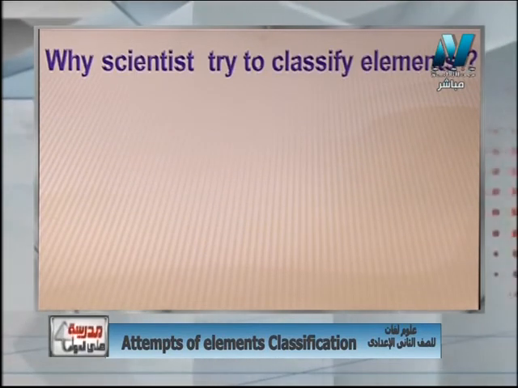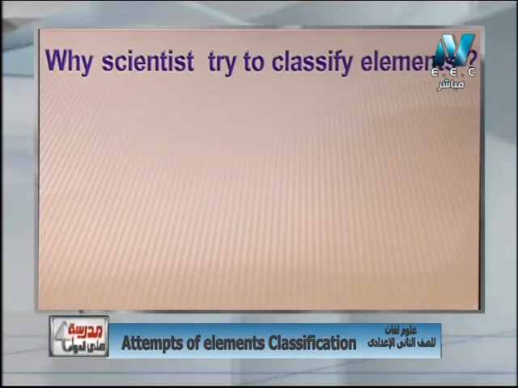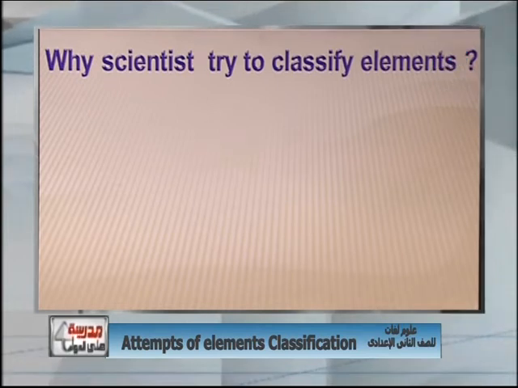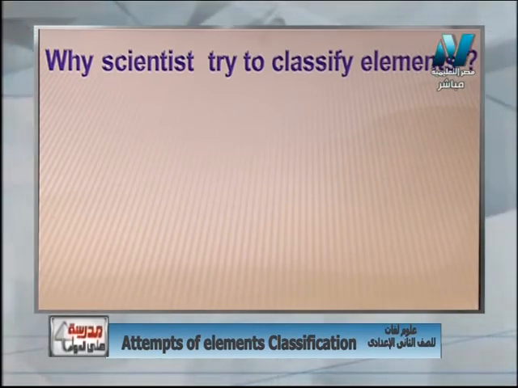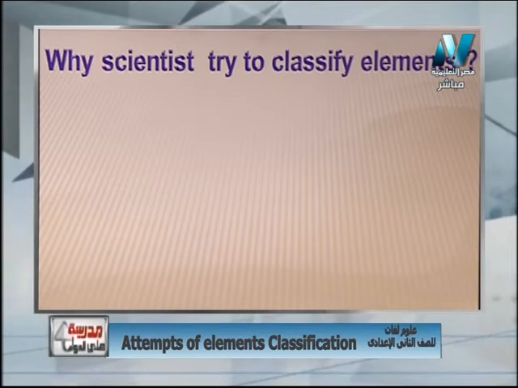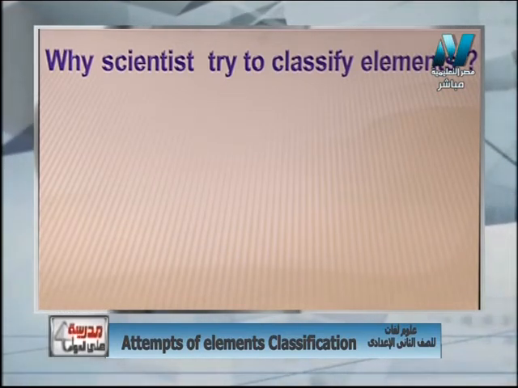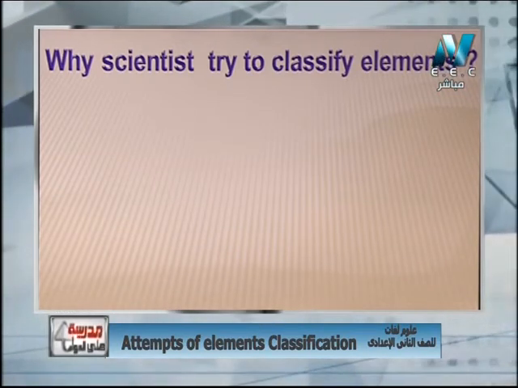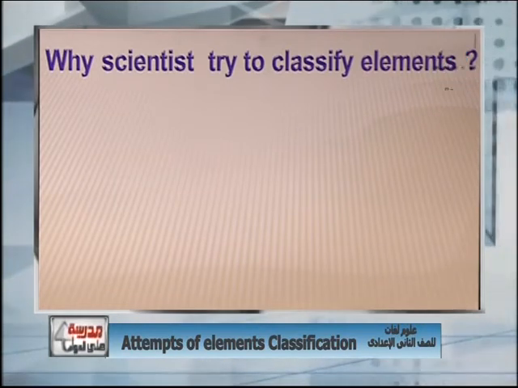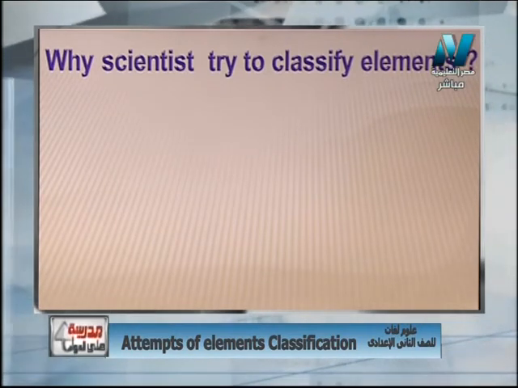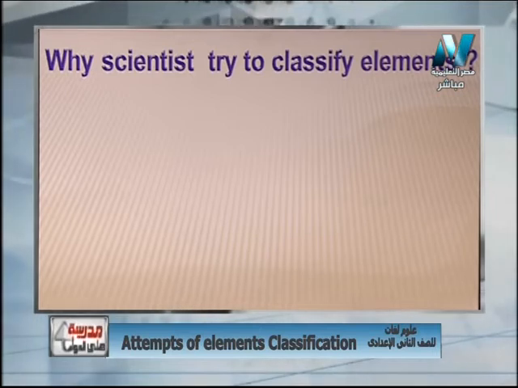We'll begin our lesson now. This is the beginning of our lesson. Why did scientists try to classify elements? Okay, why do we classify elements? Why at home do you put the winter clothes in one place and the summer clothes in another place? So when you want to pick some of your clothes, you easily pick up what you need. So you put your clothes at home according to your need.